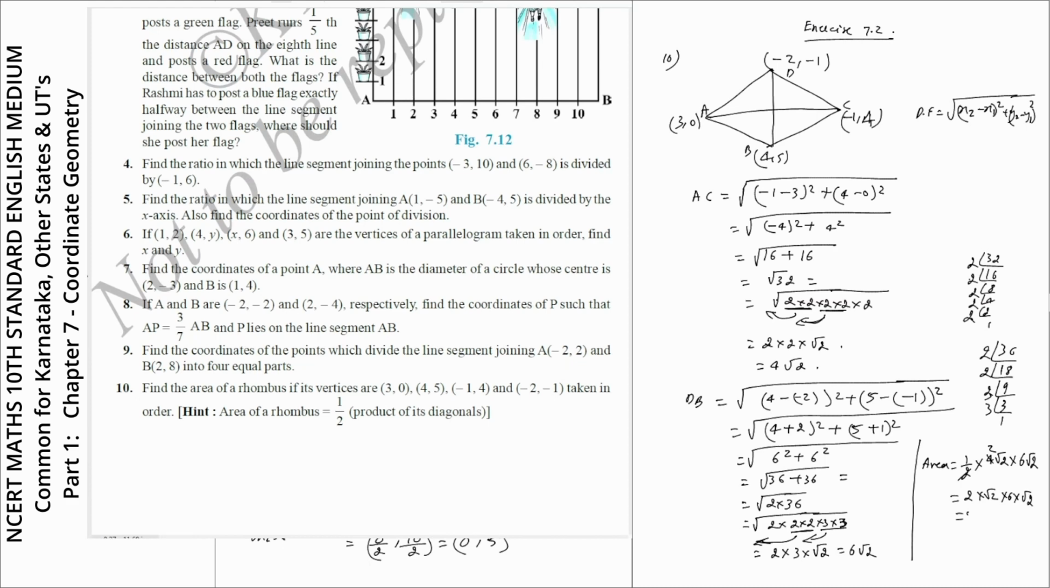Now this I can write 2 into 6 into root 2 into root 2. So this is 2 into 6. So root 2 into root 2 is 2 only. Okay. So 2 2s are 4, 4 6 are 24. So 24 square unit. So area of this rhombus is 24 square units. And that completes this problem and this exercise.